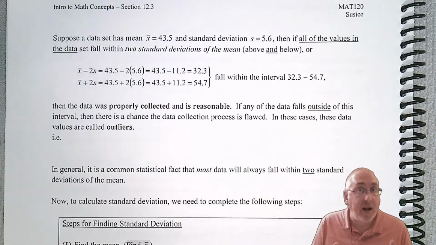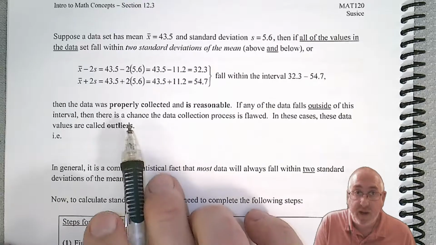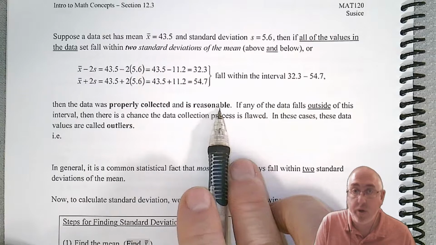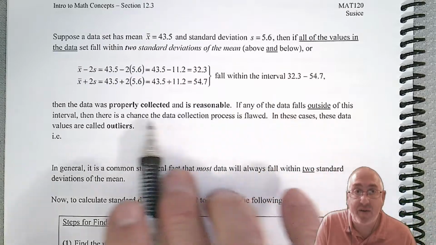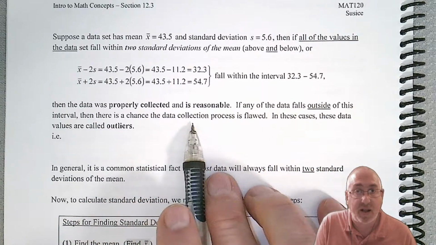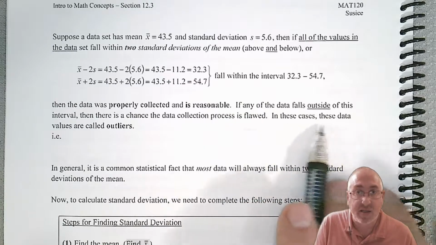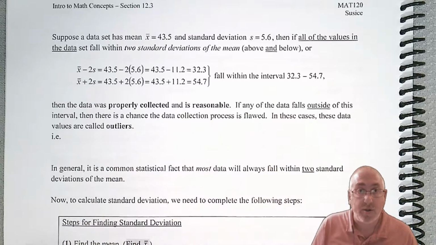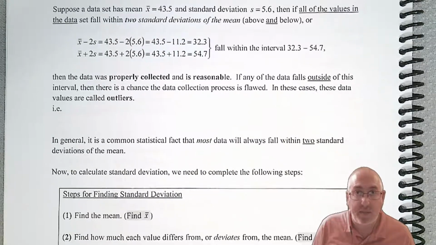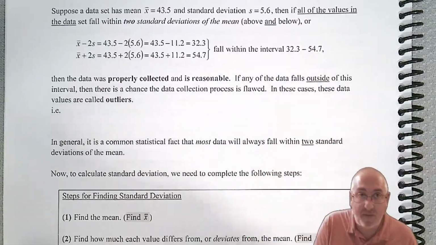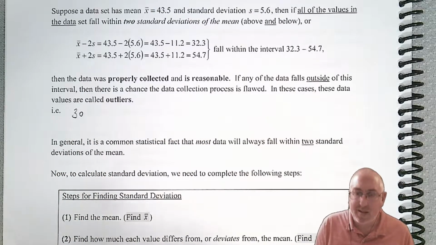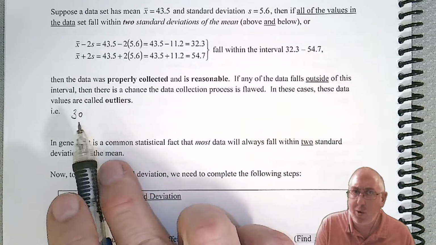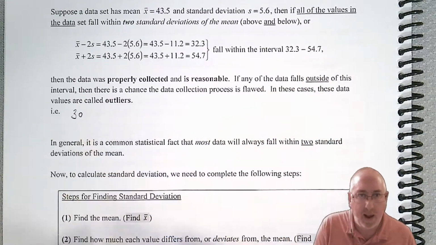So again, if all of the data fall in that interval, then we would assume that the data was properly collected and is reasonable. However, if any of the data falls outside of this interval, then there is a chance that the data collection process is flawed. In these cases, these data values are called outliers. So we could give a couple examples of that. If one of the data values was 30, we'd say, that's outside this interval. That seems a little on the low side. There might be something wrong with that.